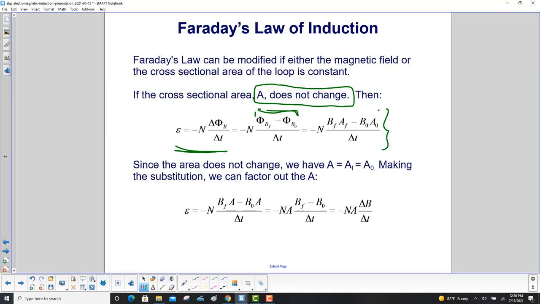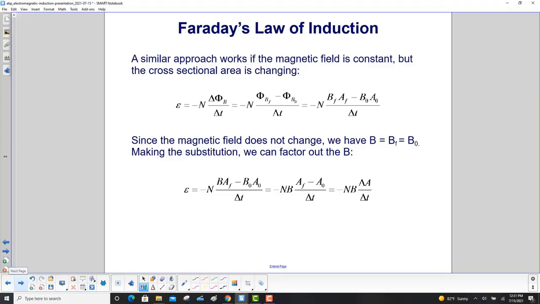Since the area does not change, we can say that A is equal to A sub F equals A sub 0. We will make that substitution here. You factor out the A, and then we're left with a change in the magnetic field. So the equation is negative NA delta B over delta T.